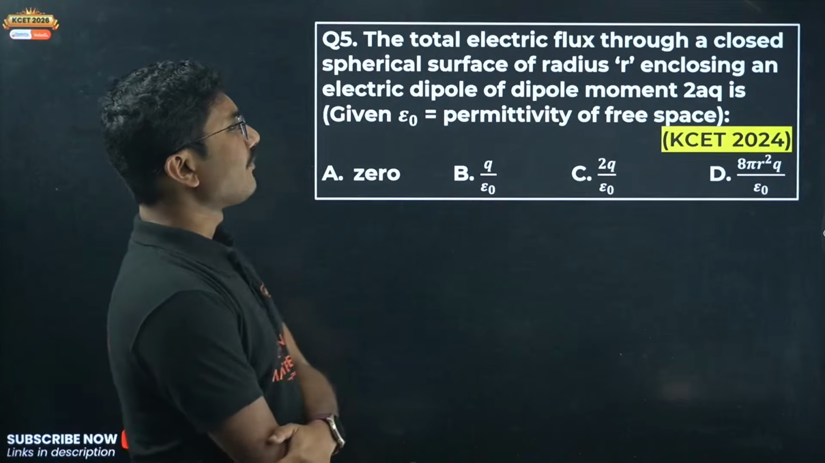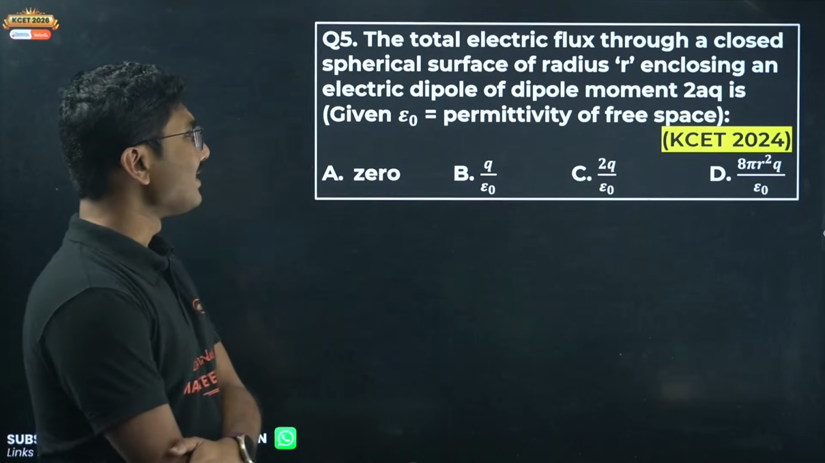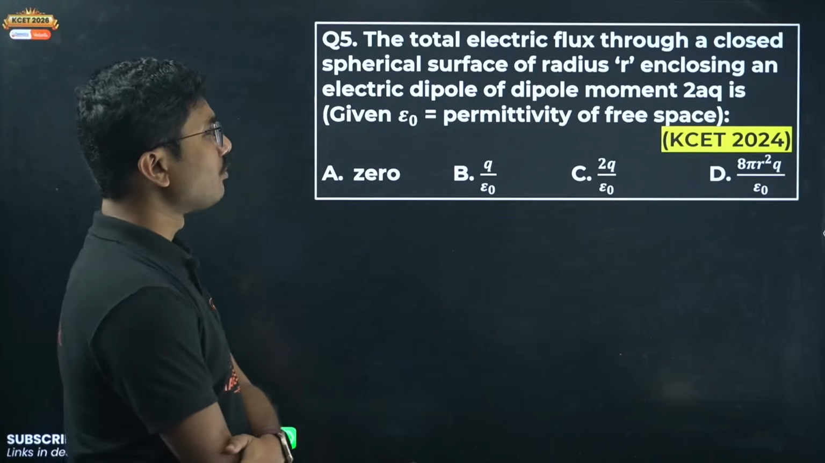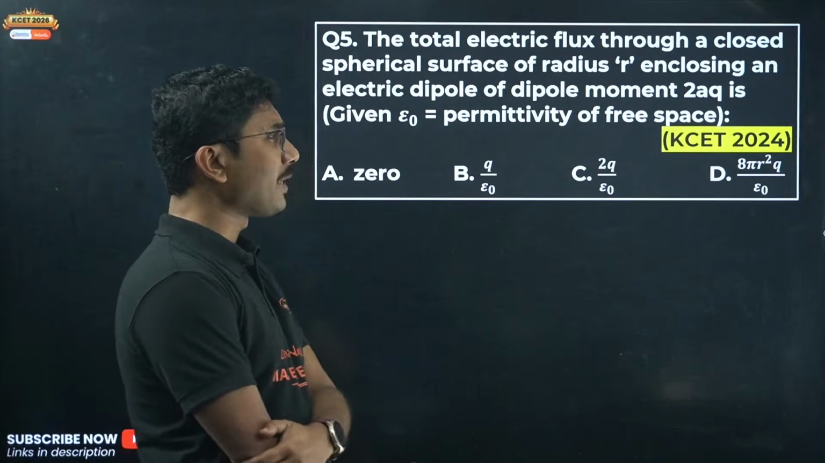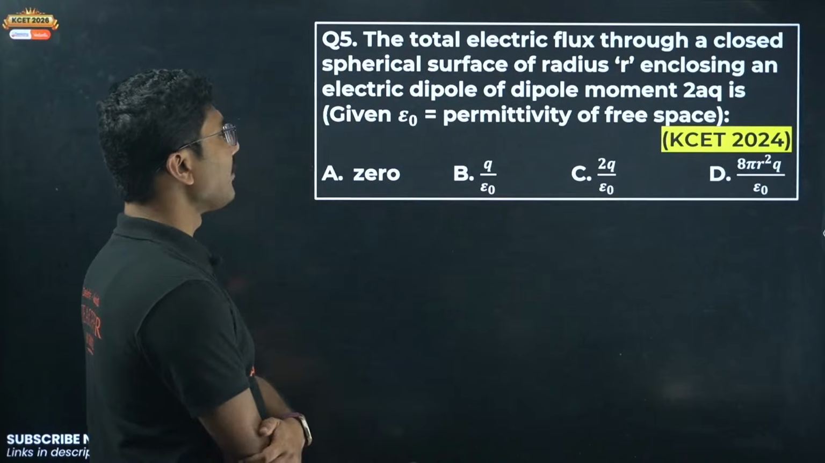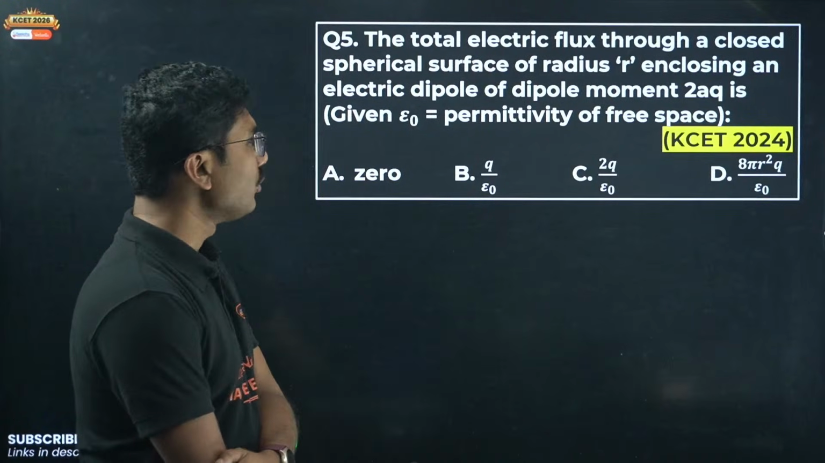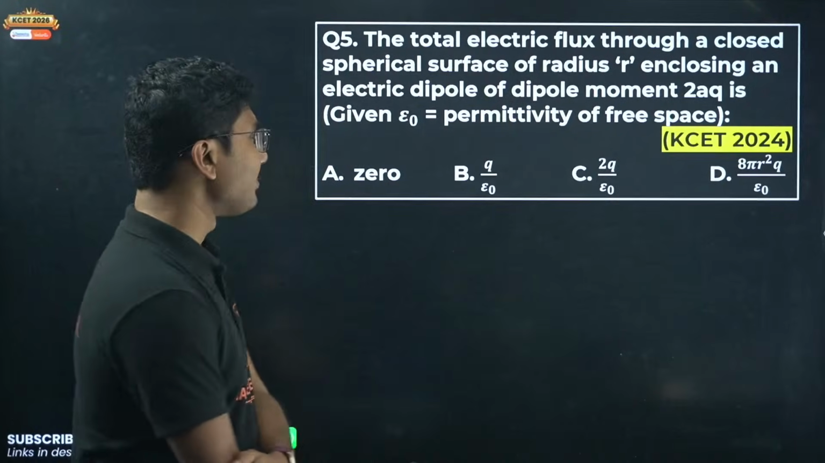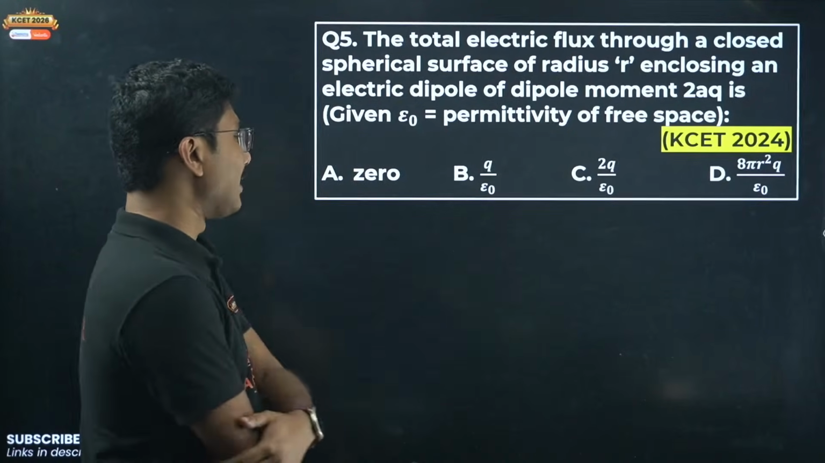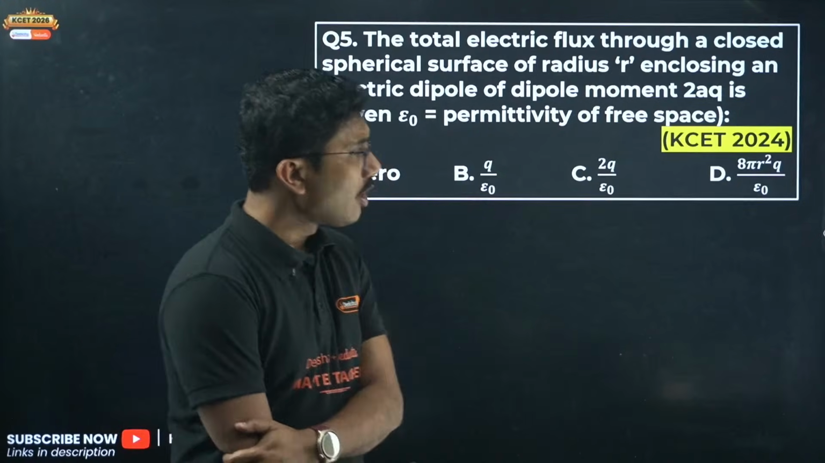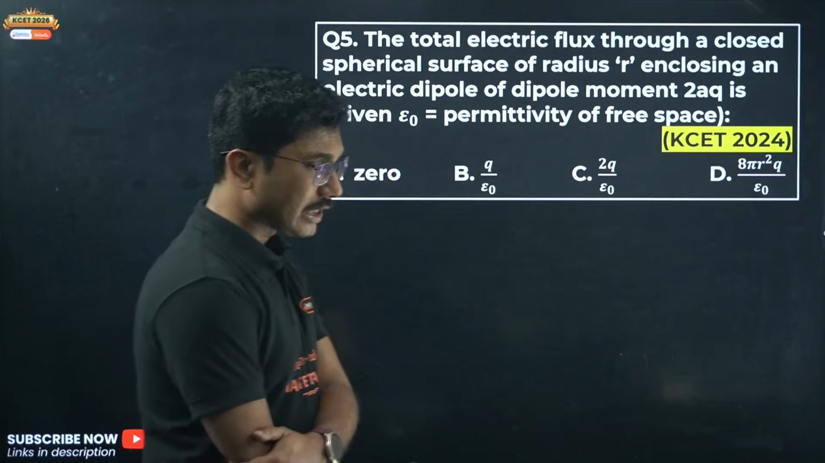The total electric flux through a closed spherical surface of radius r enclosing an electric dipole of dipole moment 2aq is given. Epsilon naught is the permittivity of free space. The options are: 0, q by epsilon naught, 2q by epsilon naught, and 8 pi r square q by epsilon naught.